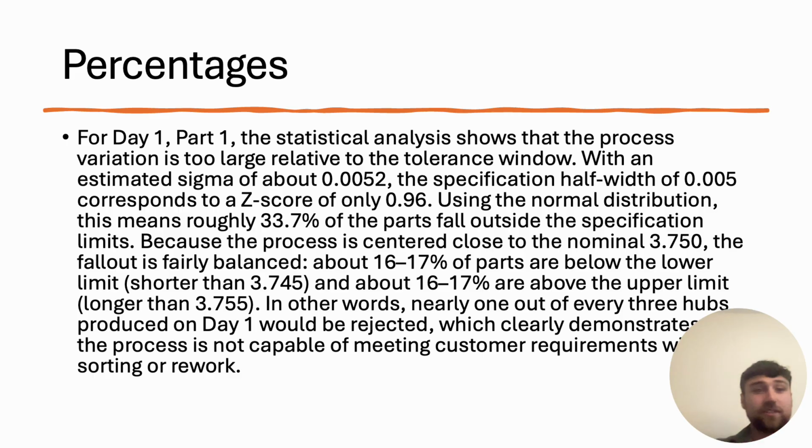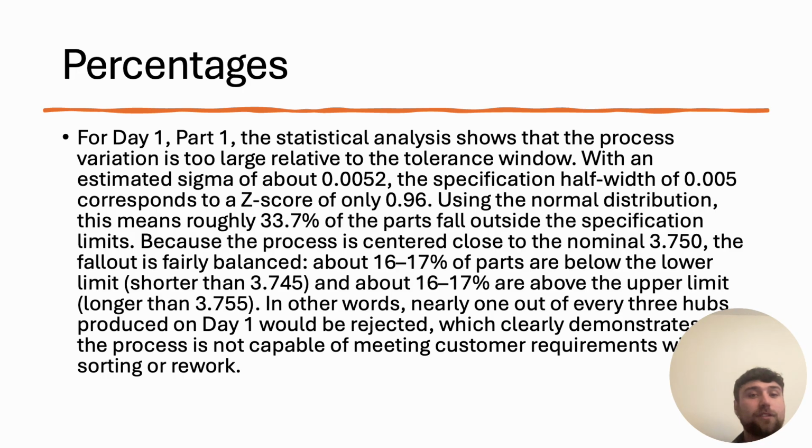So now we're on to the percentages. For day one, part one, the statistical analysis shows that the process variation is too large relative to the tolerance window. With an estimated sigma of about 0.0052, the specification half width of 0.005 corresponds to a z-score of only 0.96. Using normal distribution, this means roughly 33.7% of the parts fall outside of the specification limits.